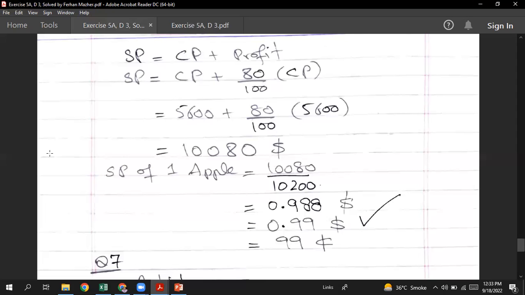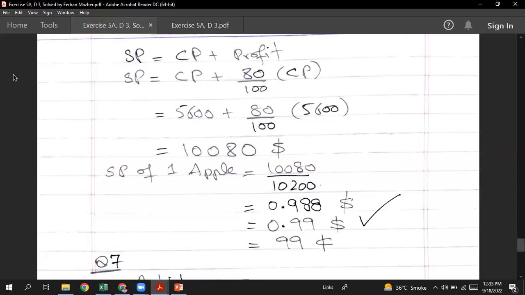How many apples are there? 10,200. So divide the sale price by the number of apples, and you will get the price of one apple. That will be $0.988, which is approximately $0.99, which means 99 cents.